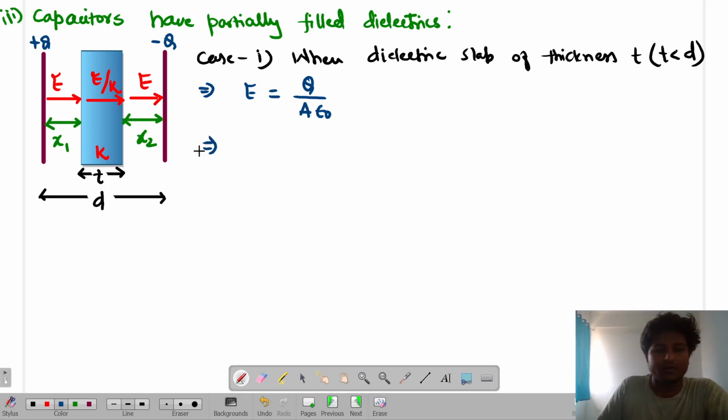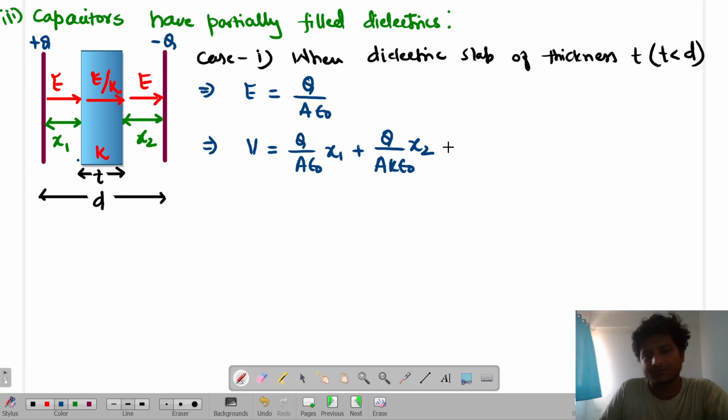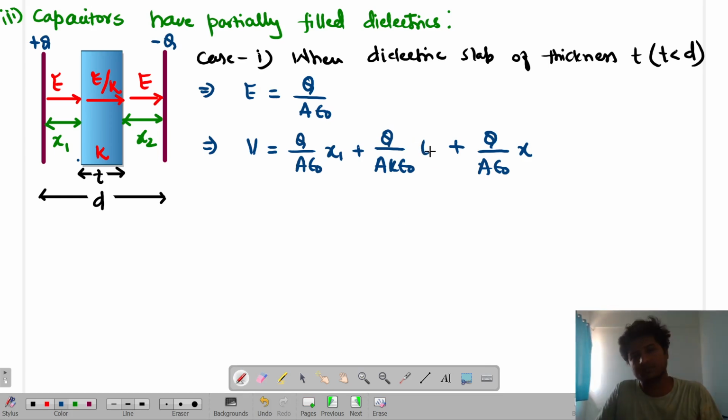And therefore I want to talk about my capacitance. So first we'll talk about the potential, because if I want to talk about capacitance, charges I know, but I do not know the potential because of this dielectric slab. So in the first region it is what? Q by A epsilon naught into x1, isn't it? Then it will be Q by A K epsilon naught in this region into thickness t, plus Q by A epsilon naught once again into x2. Yeah, is that clear?